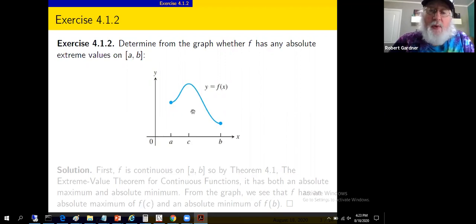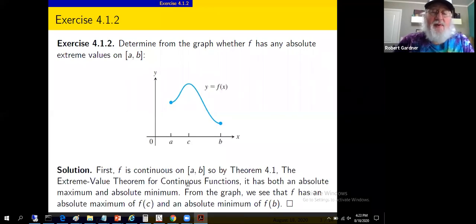What kind of interval are we on? Looks like the domain of this function runs over the closed and bounded interval a, b, as given. So a continuous function on a closed and bounded interval? Yeah. The extreme value theorem says it's going to have a max and it's going to have a min. So f is continuous on an interval of the form a, b, including the endpoints. So the extreme value theorem for continuous functions says there's both an absolute max and a min.